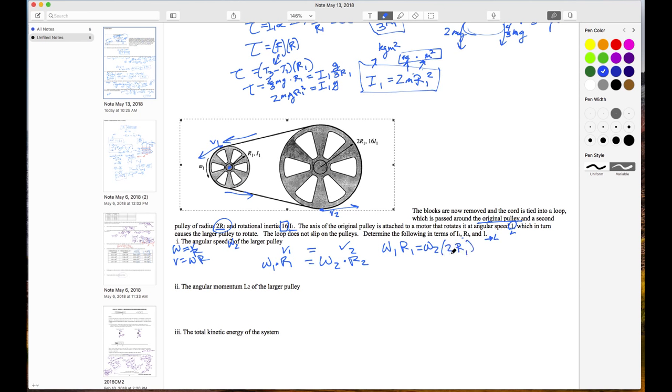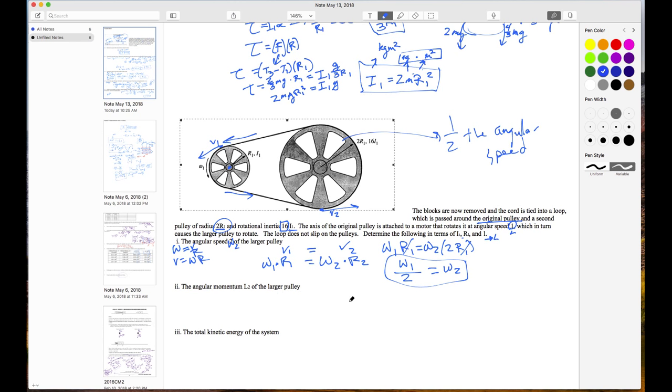So I divide both sides by 2R1 to find omega 2, and I find that omega 1 over 2, because these cancel, is equal to omega 2. So this is moving with an angular speed half the angular speed of this. That's an interesting idea. This is related to gears and things like that. Now we want to know the angular momentum of the larger pulley.